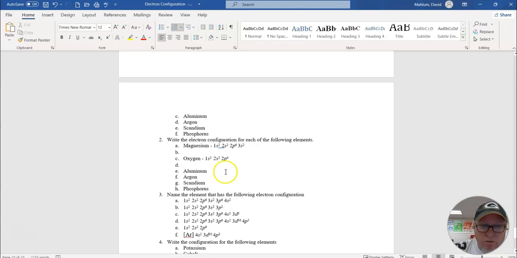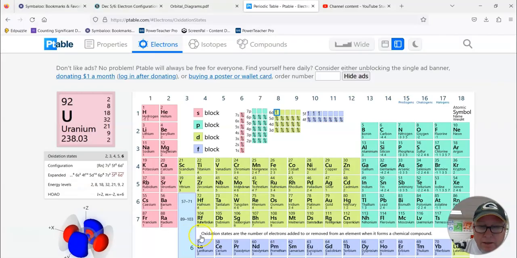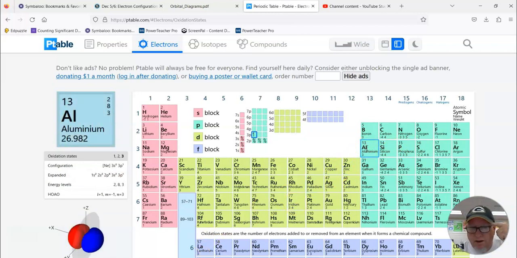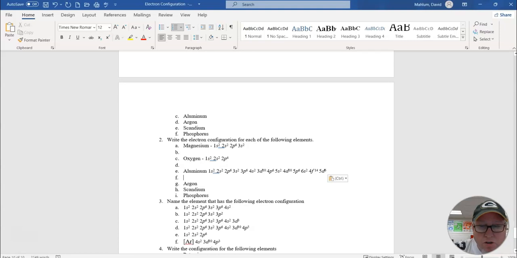If I want to do aluminum, once again, I could paste that very long electron configuration in. Aluminum happens to have, when I look at ptable.com, 13 electrons. So I could cheat right there. I got the orbital diagram written. I got the electron configuration right over there on the left. But I'm trying to make sure I know how to do this on a test or quiz. So, aluminum, I've got to get up to 13 electrons.